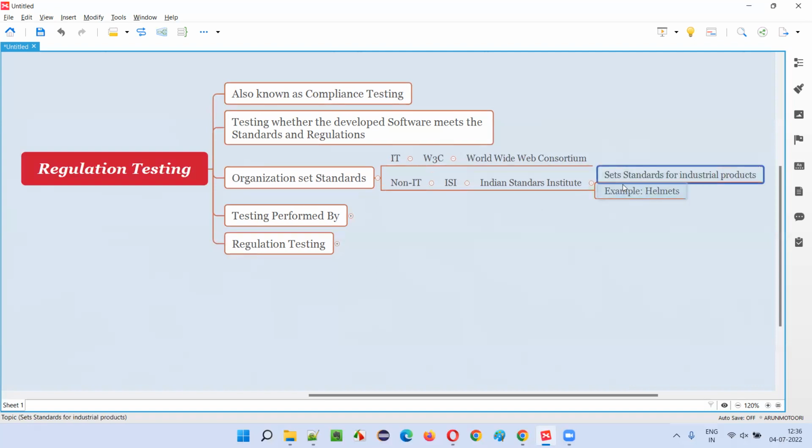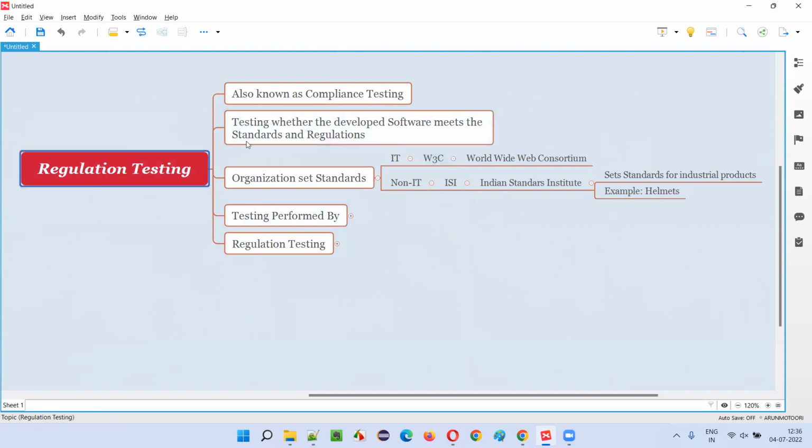Generally, ISI sets the standard for industrial products, non-software related, guys. Examples are helmets. Helmets are generally marketed in India with the ISI standard. If you purchase such helmets and you meet with an accident, the helmet is not going to break. You'll have that confidence and trust because of this ISI standard label marked on the helmet. If you purchase helmets which are not marked with ISI, then you are in trouble. So hope, guys, you got an idea what exactly the standards and regulations are.